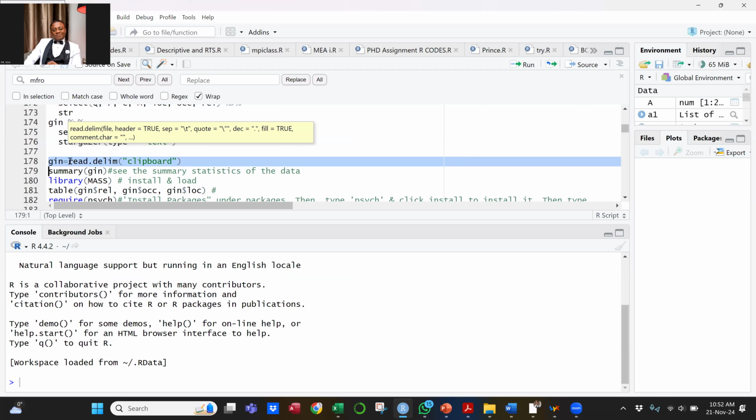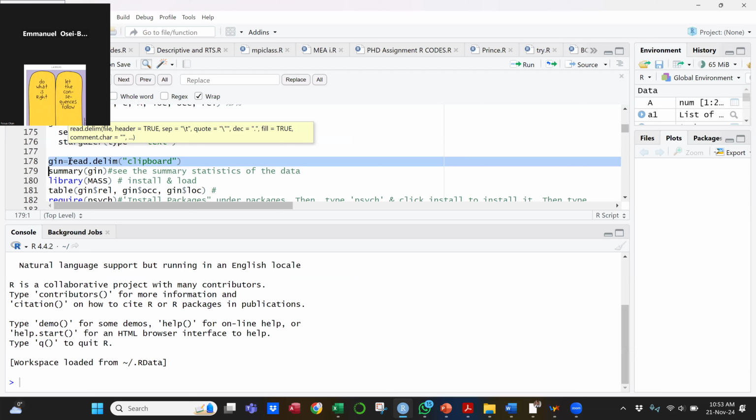Guys, which one of you have written all the codes into R already? Show by hands if you have typed all the codes already into R.